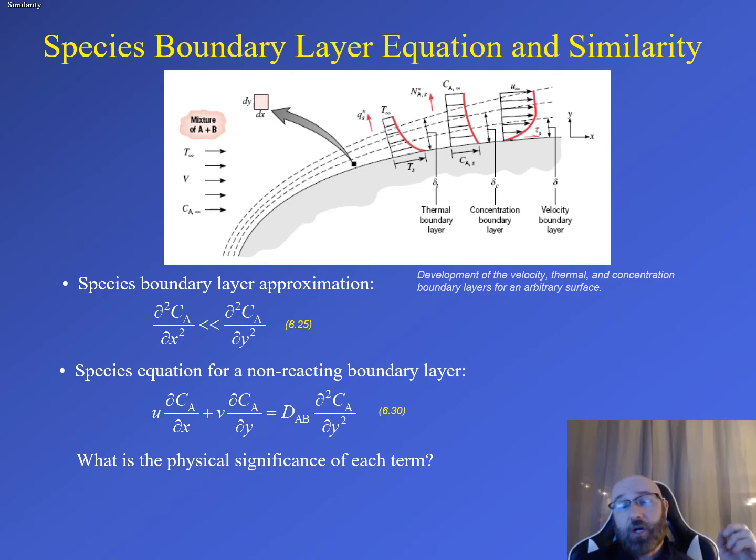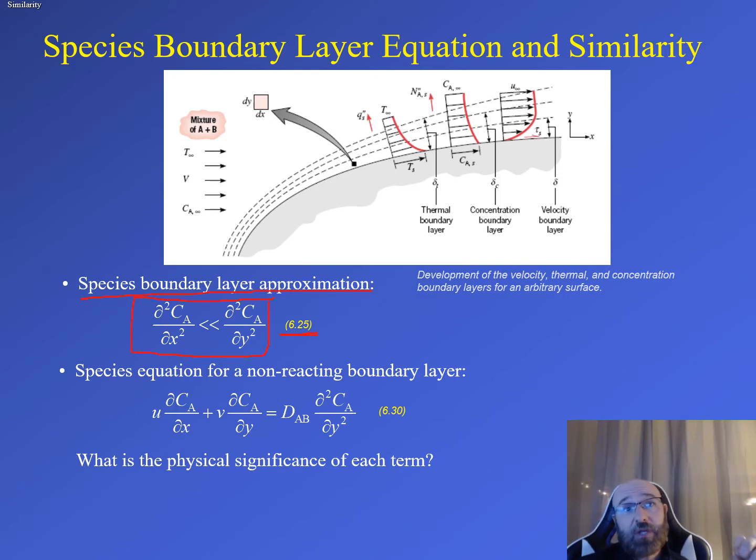So now if we take a look at equation 6.25 in our textbook, we have a relationship here for the species boundary layer approximation. This is given by the relationship shown here. The textbook does a good job of going through the derivation of this as well, so I'd suggest referencing back to equation 6.25 for review in your textbook.